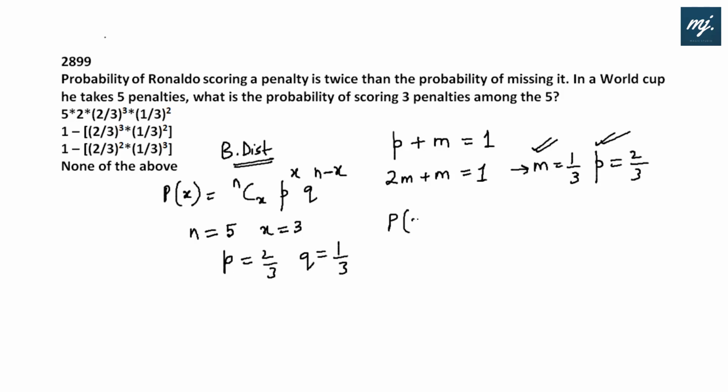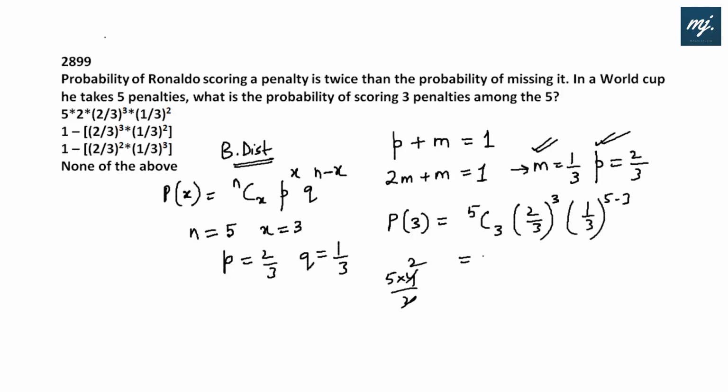That means probability of hitting 3 penalties is 5C3 into 2 by 3 to the power 3 into 1 by 3 to the power 5 minus 3. Now 5C3 is 5C2, that is 5 into 4 by 2, which is 10. So we get 10 into 2 by 3 to the power 3 into 1 by 3 to the power 2. Let us see where it fits in. 5 into 2 is 10. 2 by 3 to the power 3 into 1 by 3 to the power 2. Option A fits in.